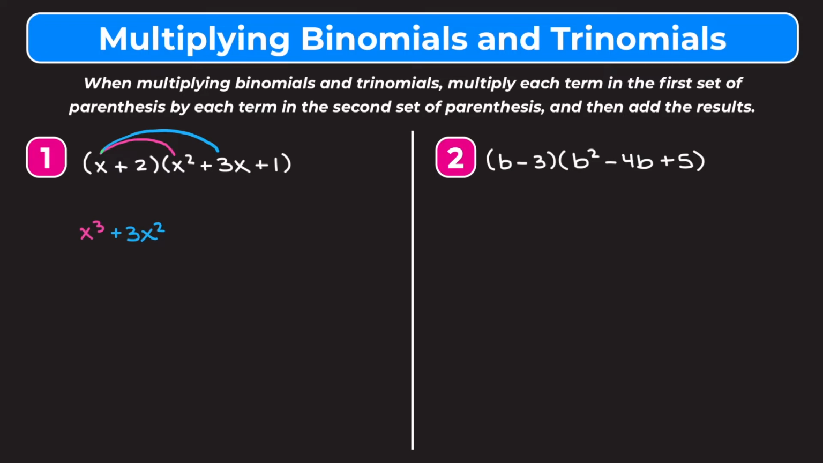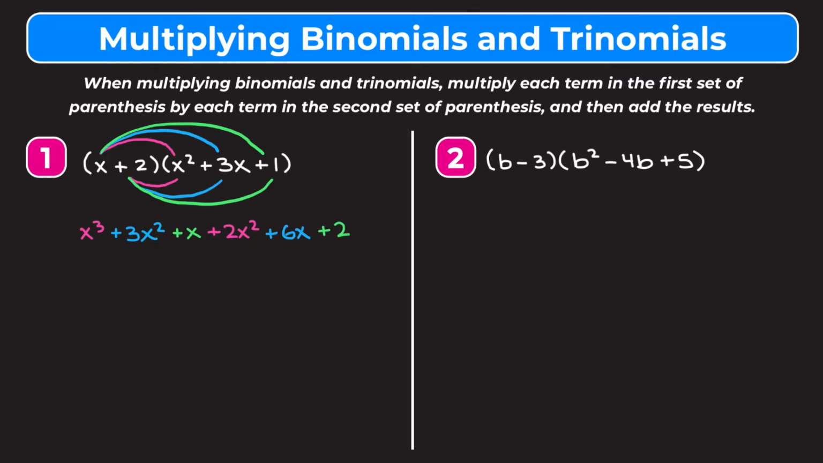And then I have to take this x and multiply it by the plus 1, which is just going to be a plus x. So that's the result of multiplying the x in the first set of parentheses by every term in the second set of parentheses. And we're going to do the same thing for this plus 2. So you have to multiply the plus 2 by an x squared, which is plus 2x squared. We have to multiply the plus 2 by the plus 3x, which is plus 6x. And we have to multiply the plus 2 by the plus 1, which is just plus 2.